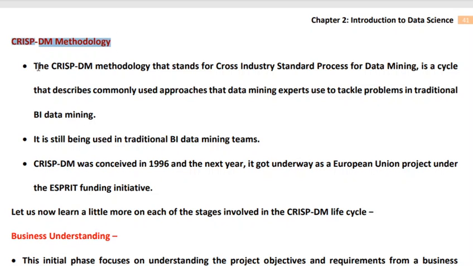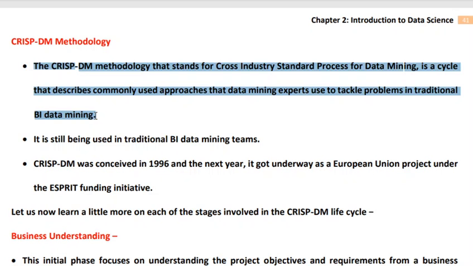CRISP-DM basically stands for Cross Industry Standard Process for Data Mining. So it is a cycle that describes a commonly used approach that data mining experts use in order to tackle problems in traditional business intelligence data mining. So this is one of the models that is used whenever problems related to data mining are handled. Again, I'll repeat, it stands for cross-industry standard process for data mining, and it's a cycle that describes a commonly used approach by data mining experts to tackle problems related to business intelligence data mining.